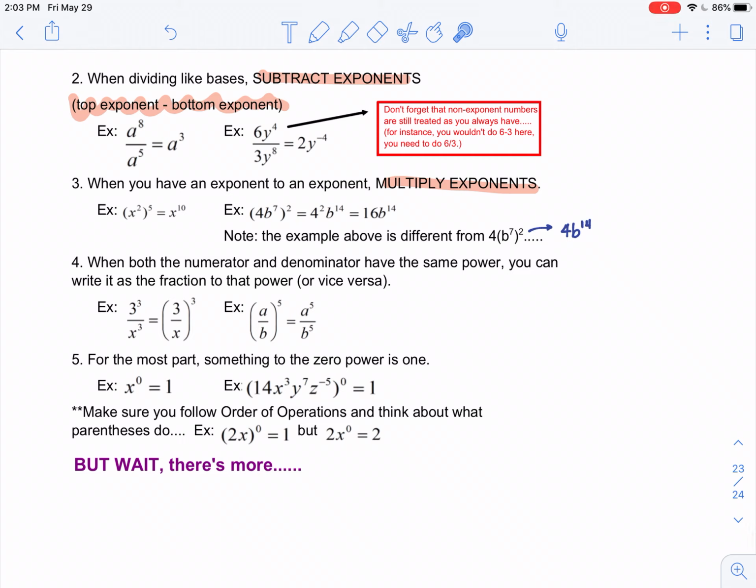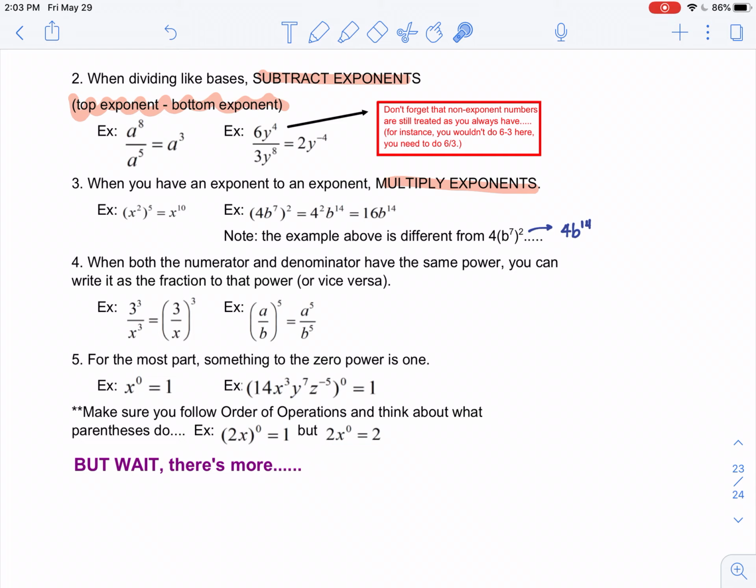When both the numerator and the denominator have the same power, you can write it as a fraction to that power or vice versa, right? This is one of those things where flexibility can be important. So if I see I have x to the 3rd over y to the 3rd, that's the same thing as the fraction x over y all cubed, right? Or sometimes it's helpful to go the other way. If I have a over b all to the 5th, that's the same thing as a to the 5th over b to the 5th, okay?